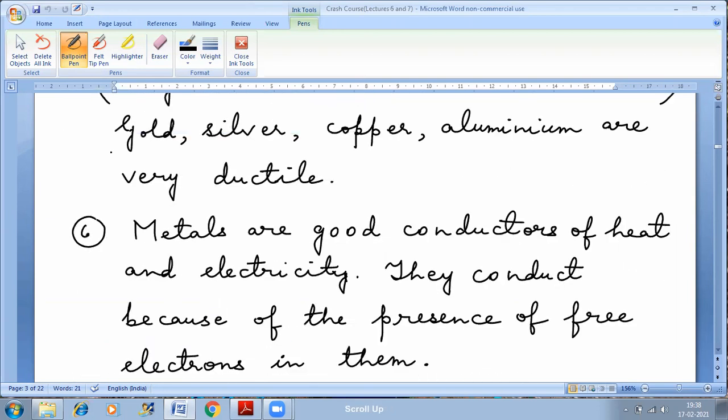Then metals are good conductors of heat and electricity. So if you start heating one end of a metal rod, after some time the other end of the metal rod will also be hot. This is because heat has flowed from one end to the other end, which means that the metal has conducted heat from one end to the other end. Electricity can also be passed in a similar manner.